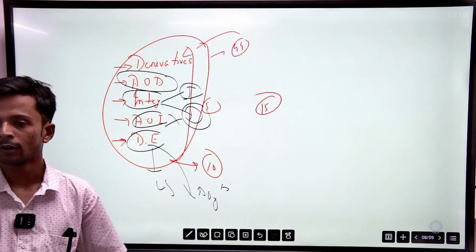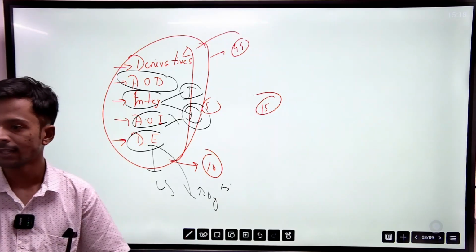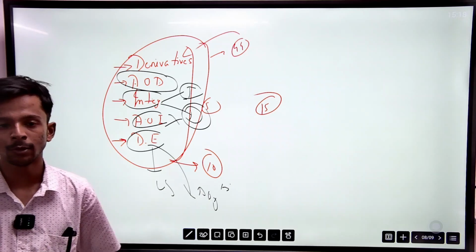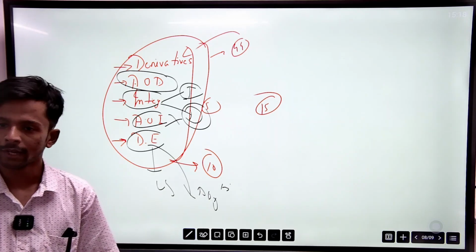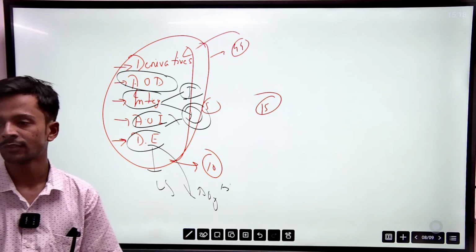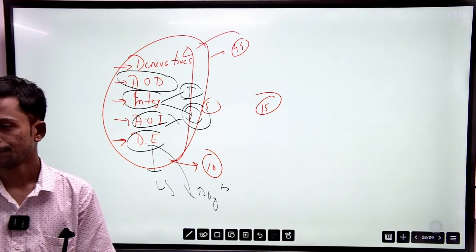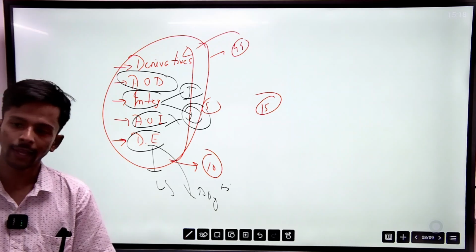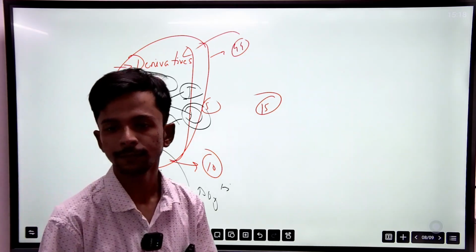In the next week I'll start calculus. One class I will take for 3D. I'll wrap up 3D in one class, and thereafter we are going to start calculus. By mid-August I'll finish calculus, and by August 20 I'll try to finish your syllabus. Then we'll do some revision.